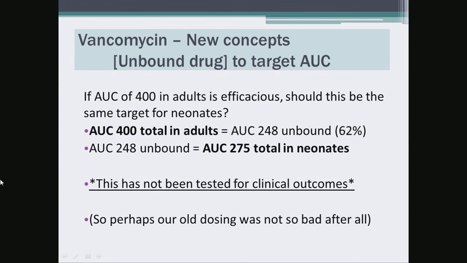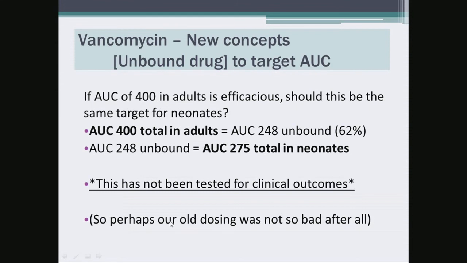We'll go back and we'll say, okay, so if you use a 248 unbound AUC and convert that to neonates because of less protein binding, now all of a sudden our AUC target is 275 instead of being 400. This has never been tested for clinical outcomes. These are new concepts in the last year or so.